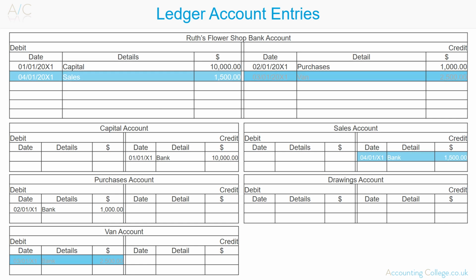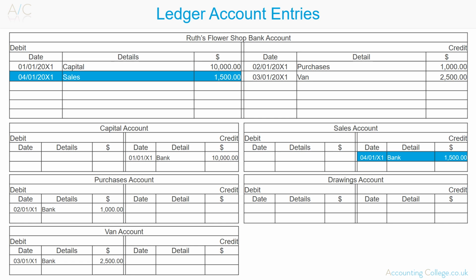On the 4th of January, Ruth makes her first sale for $1,500 to the Cozy Inn, a local business. A sale is a transaction between two parties where the buyer receives goods or services in exchange for money. The bank account would now look as follows. $1,500 will be debited to the bank account as the asset of cash has increased. An opposite credit entry would then be made to the sales account.